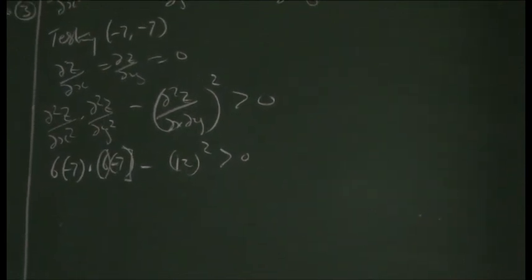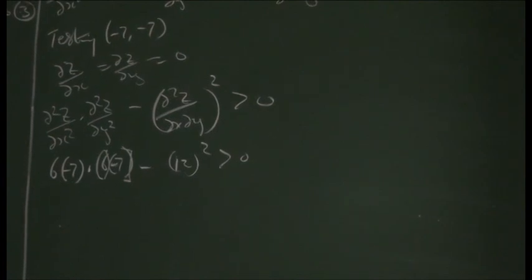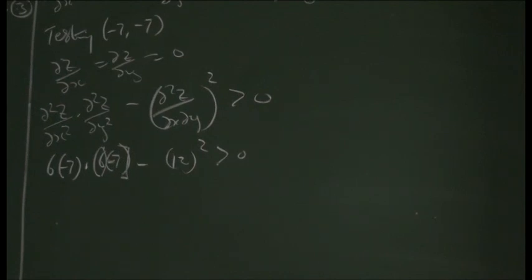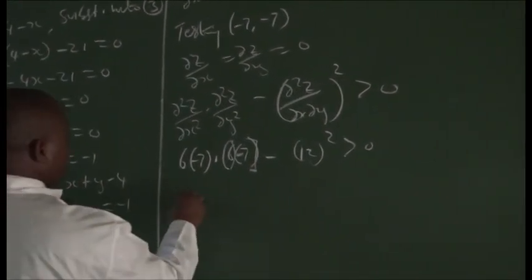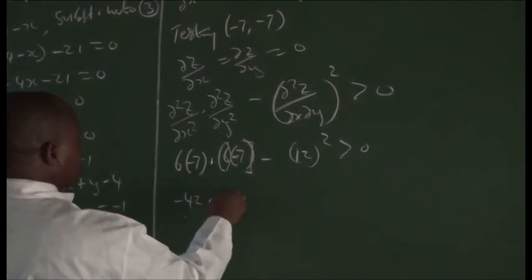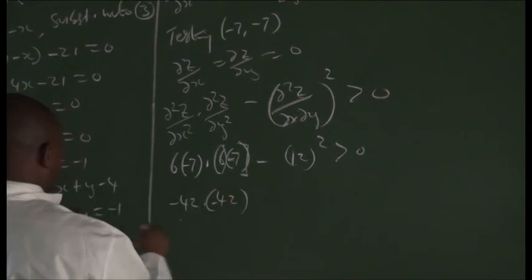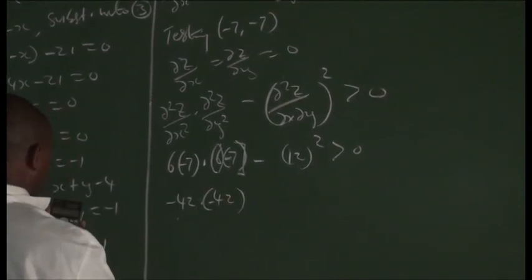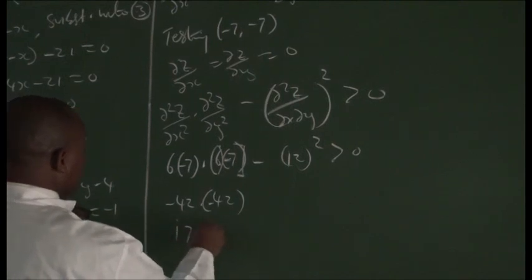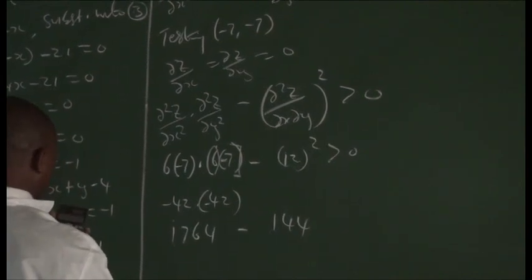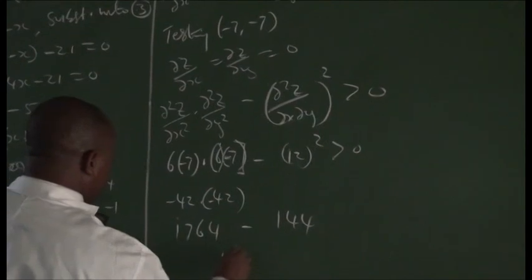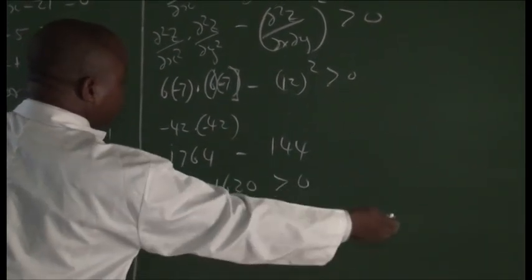And then, if it is greater than 0, then we will now decide whether it is maximum or minimum. Okay, let us do this. 6 times minus 7 gives us minus 42. So this is also minus 42. If you multiply them, 42 times 42 gives us 1764. Now this is 144. So 1764 minus 144 will give us 1620, and it is greater than 0, it's positive.